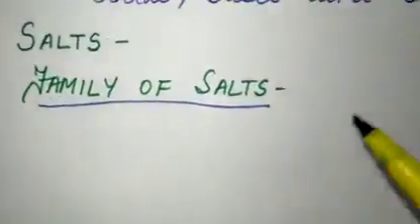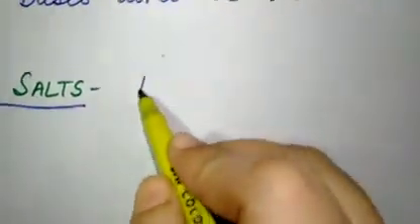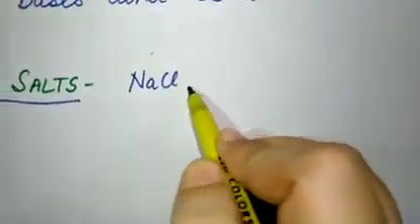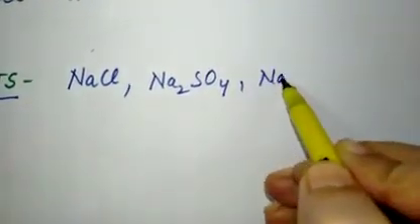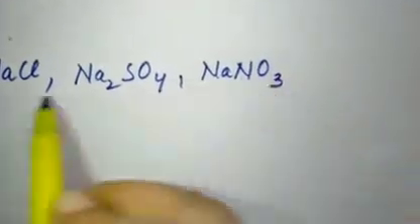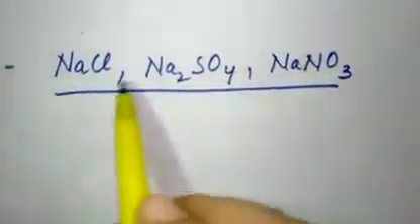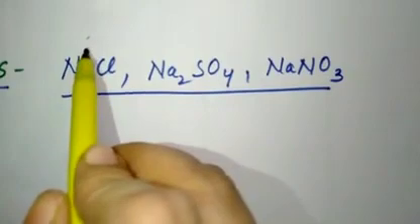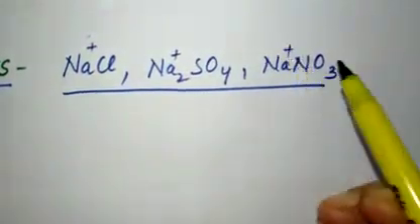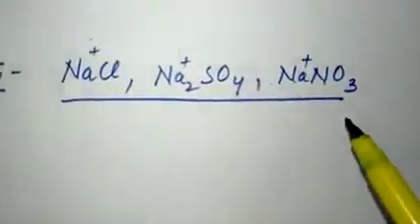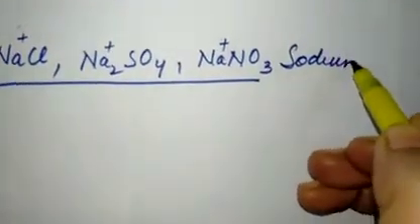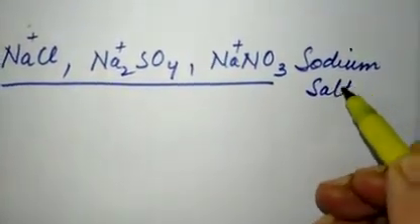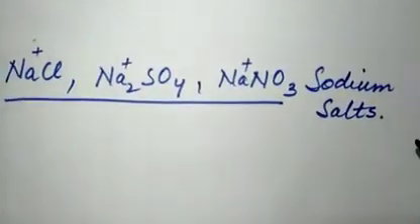For example, if I write here some salts like NaCl, which is your common salt, and Na2SO4, sodium sulfate, NaNO3, sodium nitrate, all these are sodium salts. They have the cation, that is your sodium ion, and depending upon this radical they are named as sodium salts. All these belong to the sodium salt family.